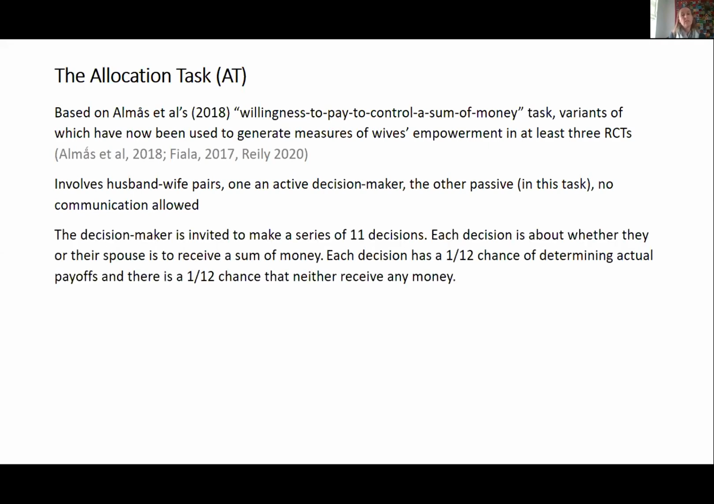The decision maker is invited to make a series of 11 decisions. Each decision is about whether they or their spouse should receive a sum of money. So it's an either-or decision. Each of these 11 decisions has a 1 in 12 chance of determining the actual payoffs for the decision maker and their spouse. And there is a 1 in 12 chance that neither of them will receive any money. I'll explain why that is important in a minute.